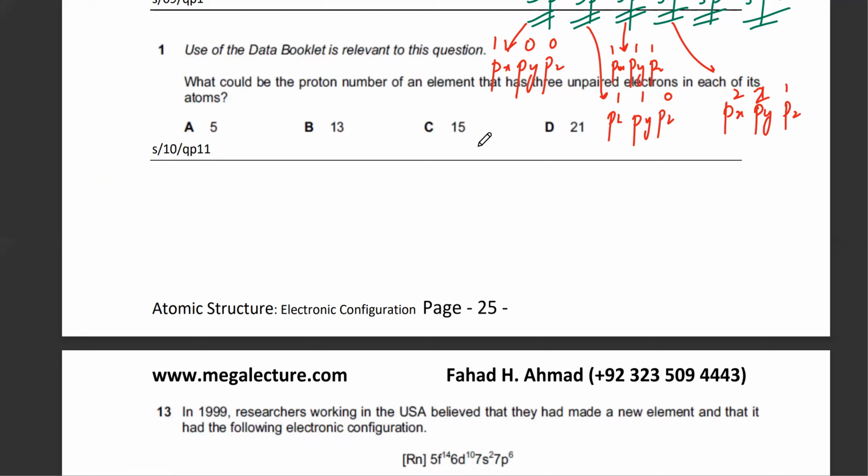So what could be the proton number? It's probably going to be 15 because that's phosphorus. It is in group 15.